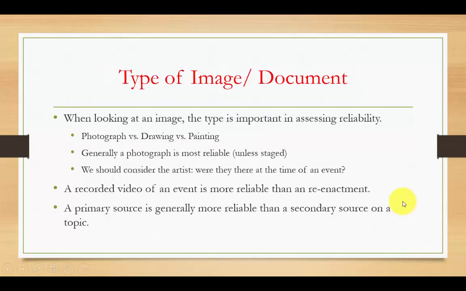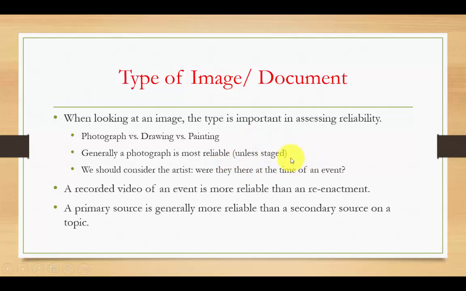Finally, the type of source is important when we're looking at reliability. When looking at an image, the type is important. For example, a photograph versus a drawing versus a painting. Generally, a photograph is most reliable, unless, of course, it's a photograph that's been staged.